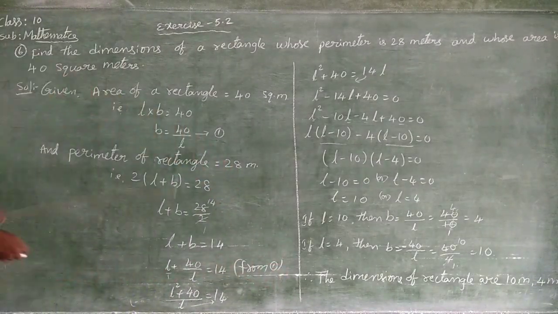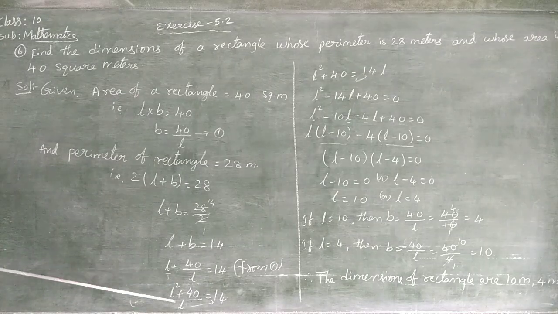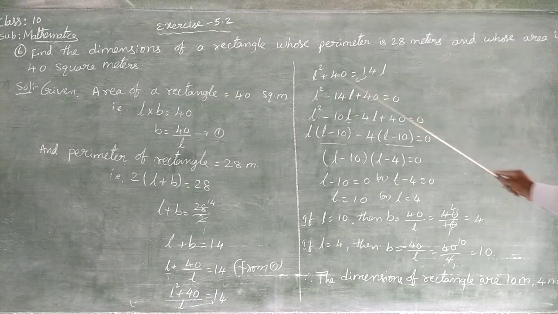From 1, the B value is replaced by 40 by L. Do the cross multiplication. Nothing is missing. It is 1 into L, L square; 1 into 40, 40 is equal to 14. Do the cross multiplication: L square plus 40 is equal to 14 into L, that is 14L. Plus 14L comes this side: L square minus 14L plus 40 equal to 0.